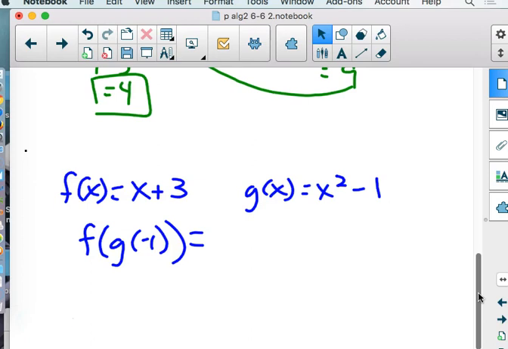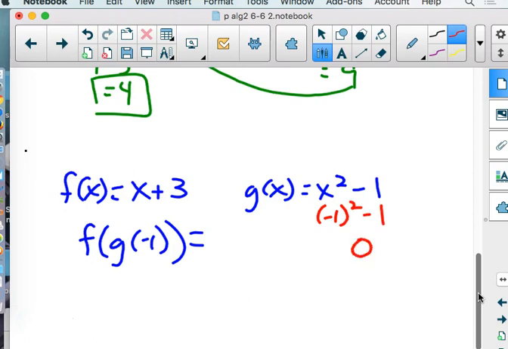3. It is 3. We take negative 1 and we put it in here. But negative 1 squared is 1. So 1 minus 1 is 0. And then you put 0 in here. And 0 plus 3 is 3.